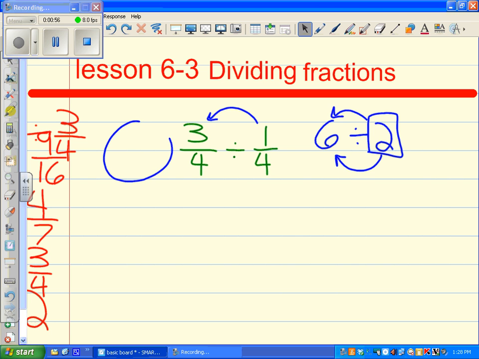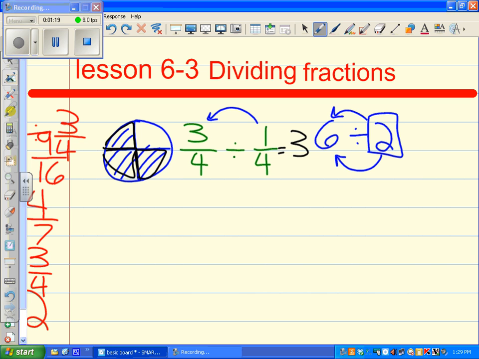And if I take my pizza pie here, 3/4 looks like this. And obviously 3/4 is made up of 1/4, 1/4, 1/4. So the answer I would expect to get would be 3 just by counting.